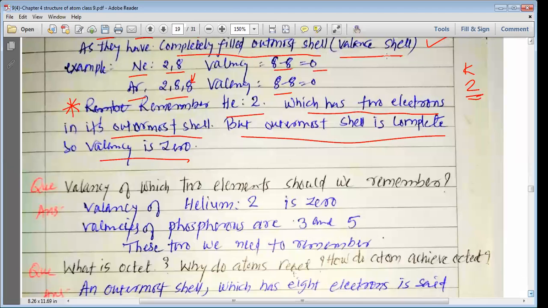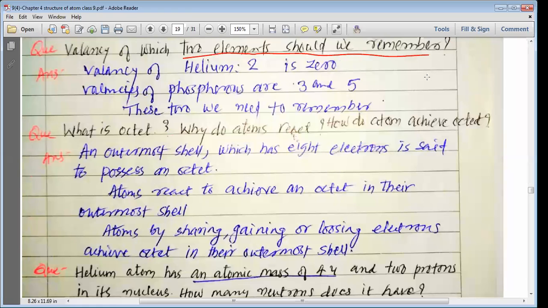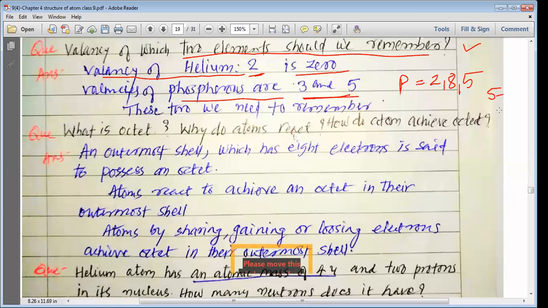Valency of which two elements should we remember? Now we need to remember the valency of two elements. First, we need to remember the valency of helium, where the valence shell electron count is 2, but my dear students, its valency is 0. In the same way, my dear students, phosphorus shows two types of valency. The valency of phosphorus is 3 and 5. Please remember, when we look at the electronic configuration of phosphorus, it is 2, 8 and 5, my dear students. So looking at this, the valency should be 5 minus 8, that is minus 3. So the valency should be 3.